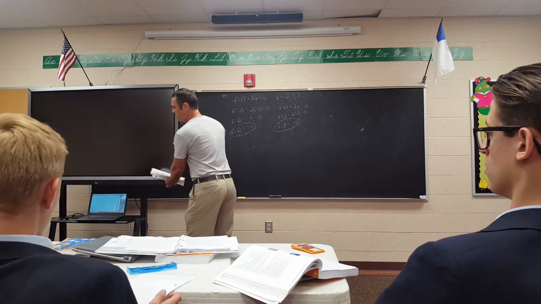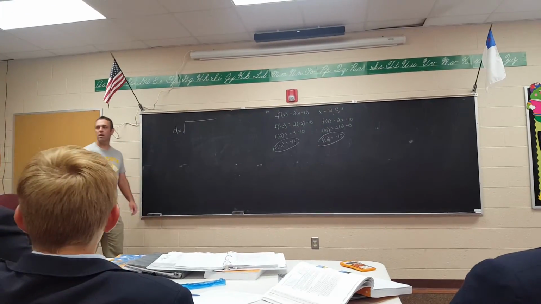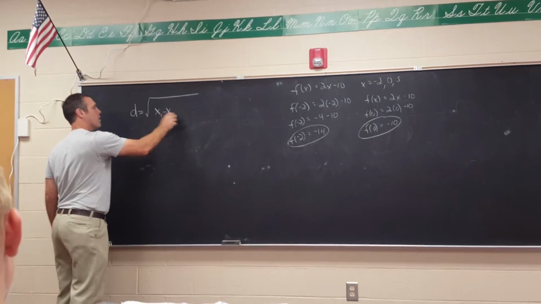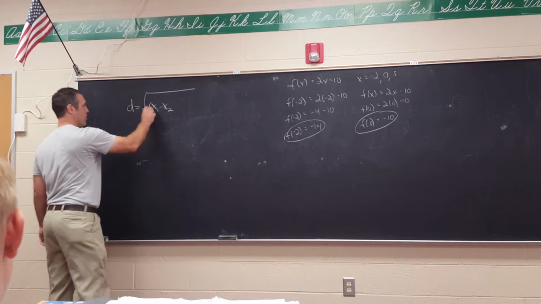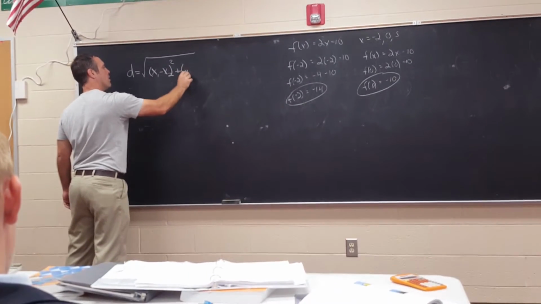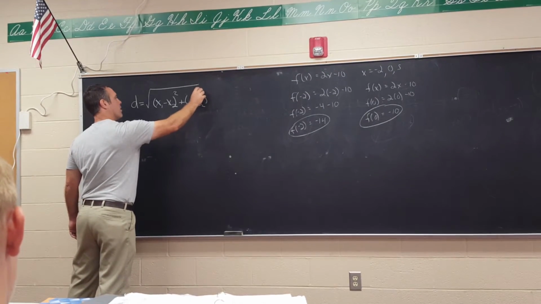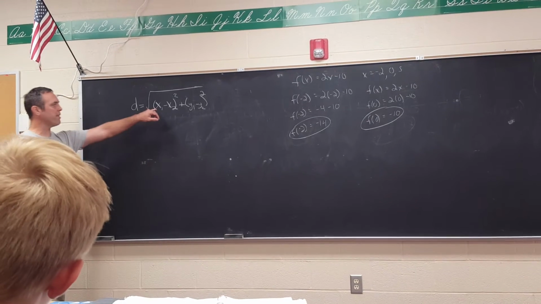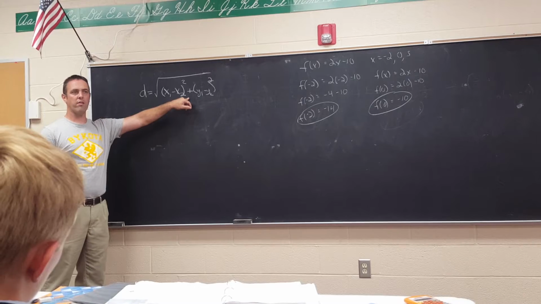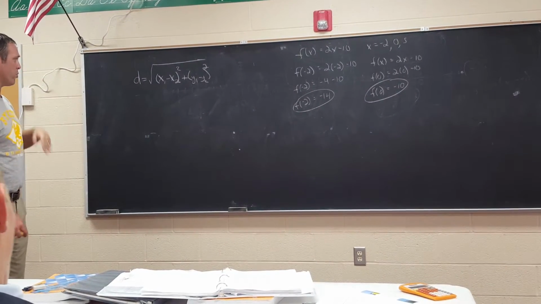X1. All right, go ahead and pause it. Good. X1 minus X2 squared, plus y1 minus y2 squared. Okay. Now I actually think that the book says x2 minus x1. Is that correct? All right. Does it matter? Doesn't matter. Okay. Because we're going to square it anyways.